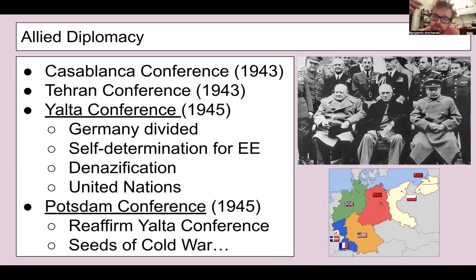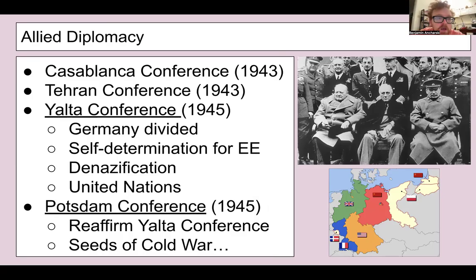But the more important conferences, the ones between Stalin, FDR, and Churchill, especially the Tehran Conference, in which we are going to plan out the D-Day invasion. But the more important ones, because they set up a lot of the developments post-World War II, are the Yalta and Potsdam Conference. Now, the Potsdam Conference basically just reaffirms everything that was said at the Yalta Conference. So we're going to take a look mostly at the Yalta Conference.